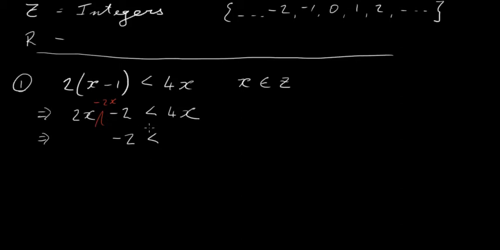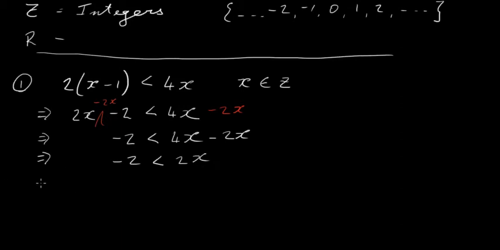Now, to keep it the same, what we really need to do is put in our 4x on this side, and then also put in a minus 2x on this side as well. So you'd put in a minus 2x on this side. So what we end up with is minus 2 is less than 4x minus 2x, which is just simply 2x.